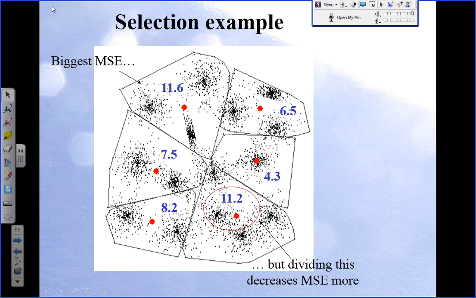Okay, let's see an example. Here's a selection. This is a process of one of the S sets, and you can see these numbers here are the total variance. Actually, I'm not sure what the number here is.